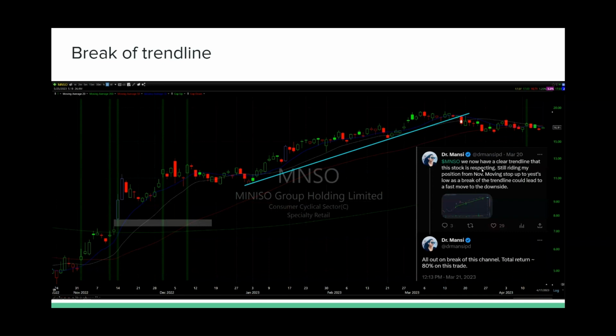Oh yeah, and I have a screenshot of the tweet here to show you that this is exactly the kind of simple logic that I use when I'm actually executing my trades. So the day before, on March 20th, I had tweeted, we now have a clear trend line that the stock is respecting, still riding my position from November, moving stop up to yesterday's low, that is here, as a break of the trend line could lead to a fast move to the downside.